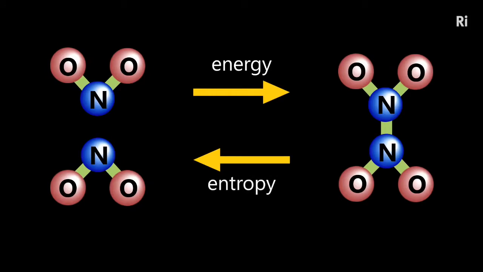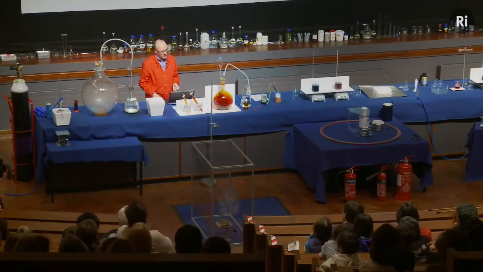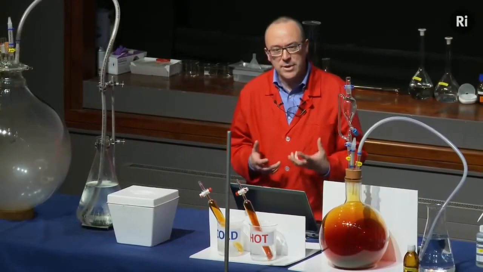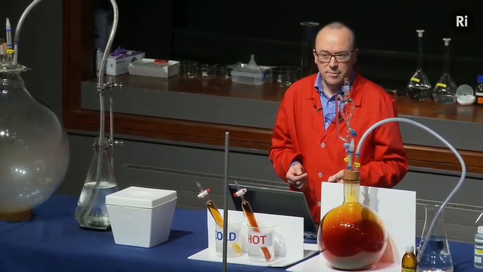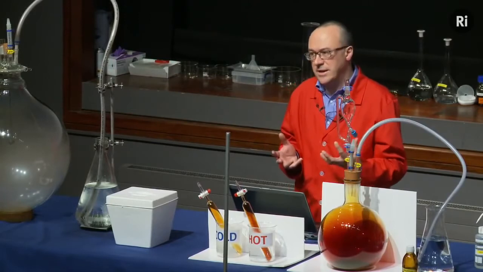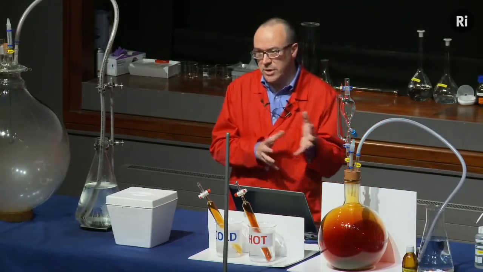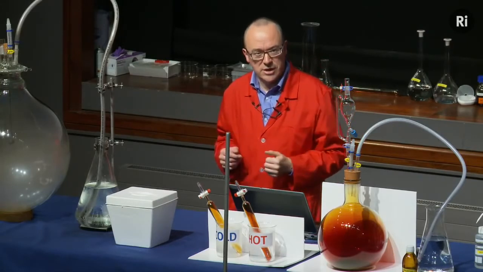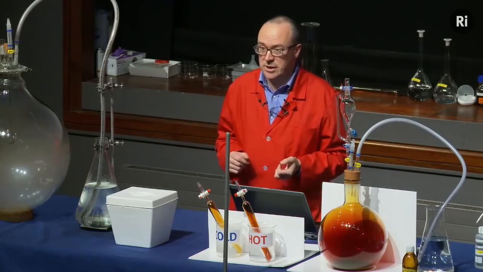So these two effects, the ball rolling downhill effect and the teenager bedroom effect, are driving this reaction in sort of opposite directions. What happens is that the reaction actually goes in both directions at the same time, and it reaches a sort of balance. We call it an equilibrium, where there is some nitrogen dioxide present and some dinitrogen tetraoxide present. And the relative proportions of these depends upon the temperature.